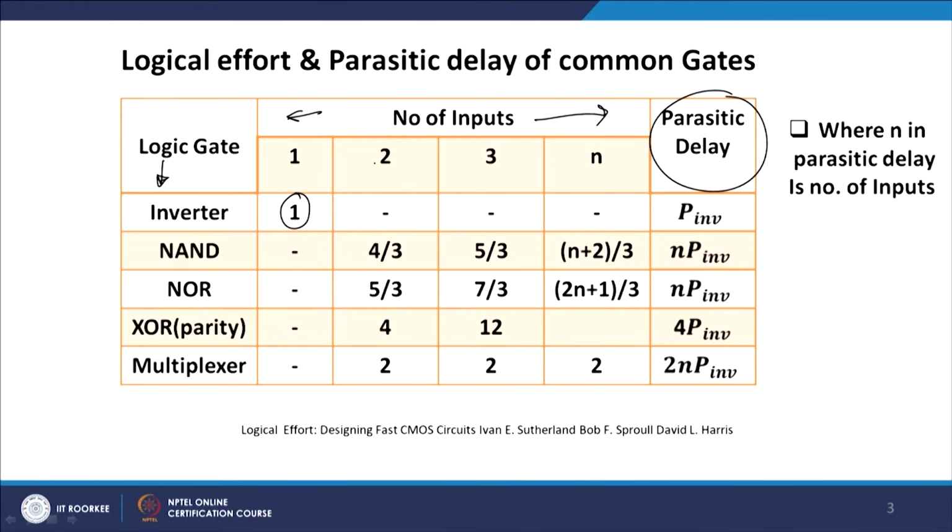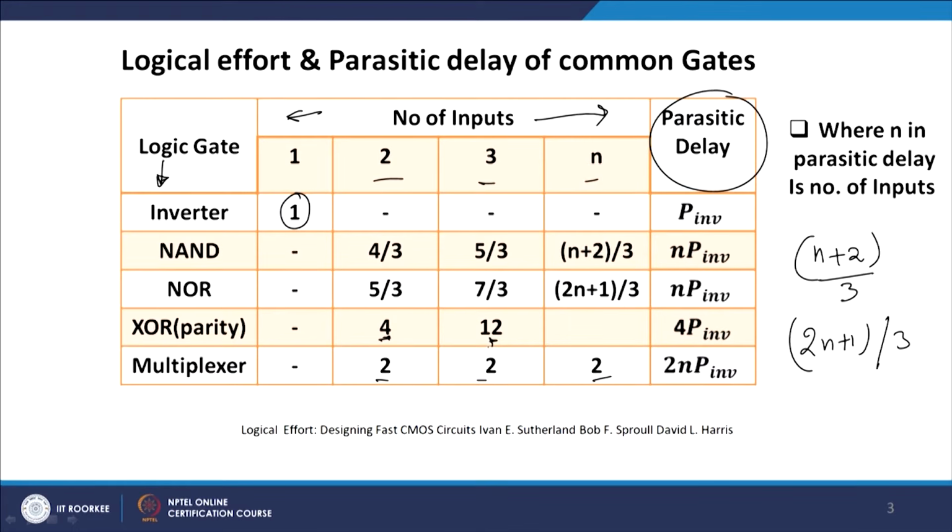So, obviously you can have a 1 input NAND gate, NOR gate, XOR or multiplexer. So, you have 2 input, you have 3 input and n input. The general rule of thumb is that for a NAND gate the logical effort is n plus 2 divided by 3, and for a NOR gate it is 2n plus 1 divided by 3. Whereas, for a multiplexer the logical effort is exactly equal to 2, independent of the number of inputs, and for an XOR gate, which is basically a parity checker, for 2 inputs it is 4, for 3 it is 12, and so on and so forth, right. And so, this is how it looks.